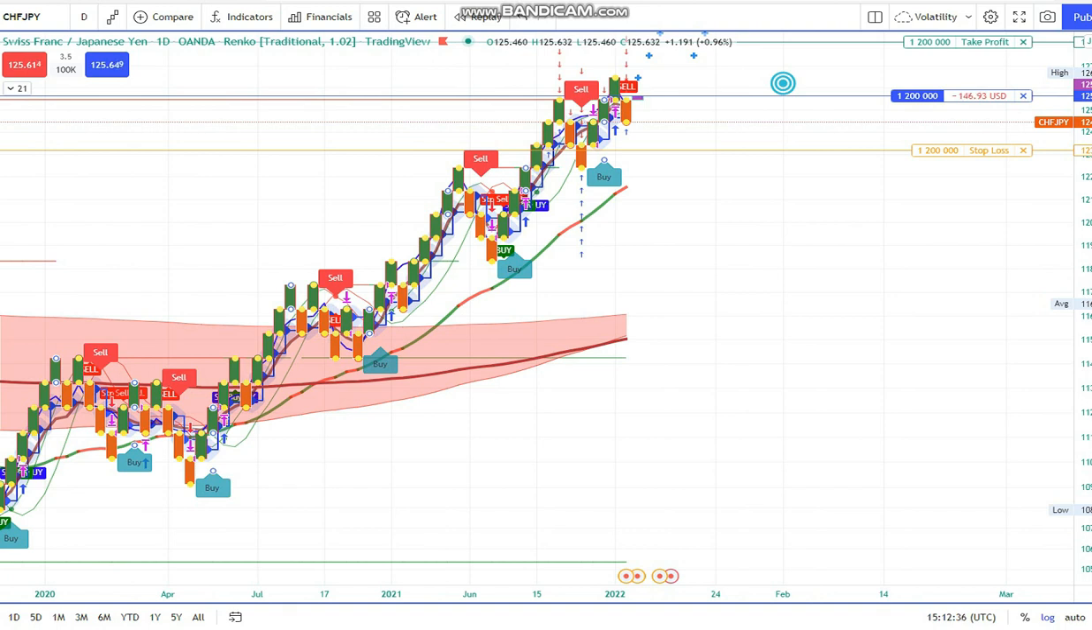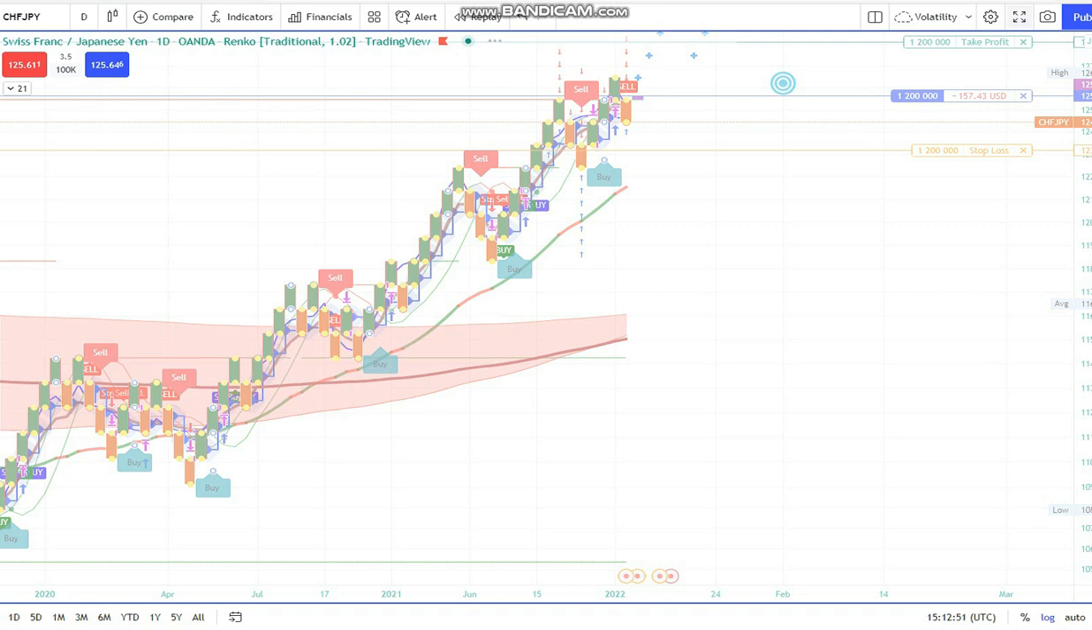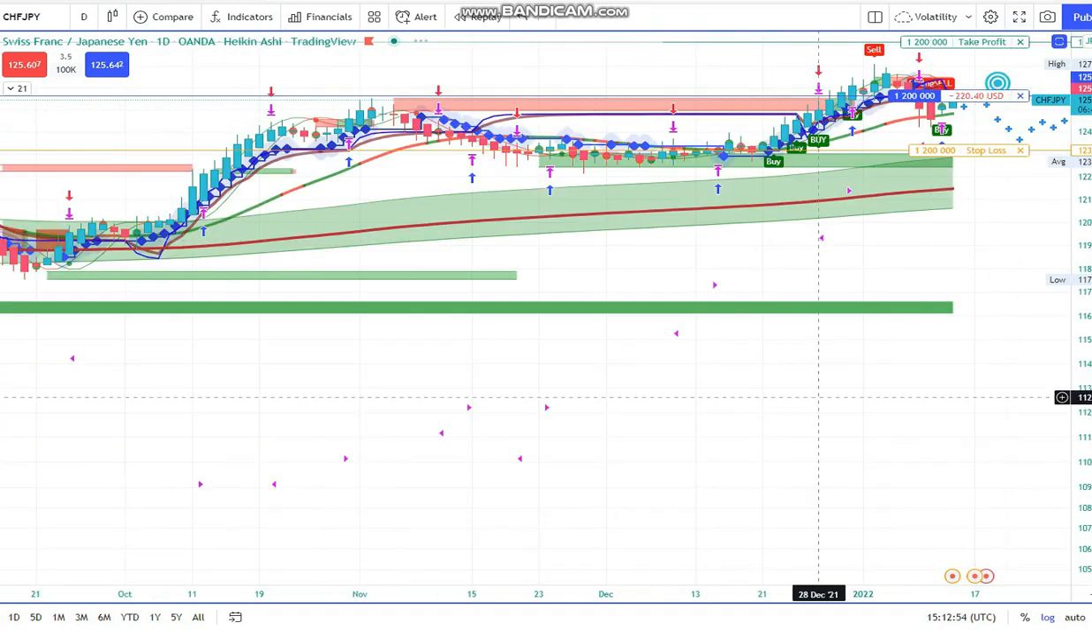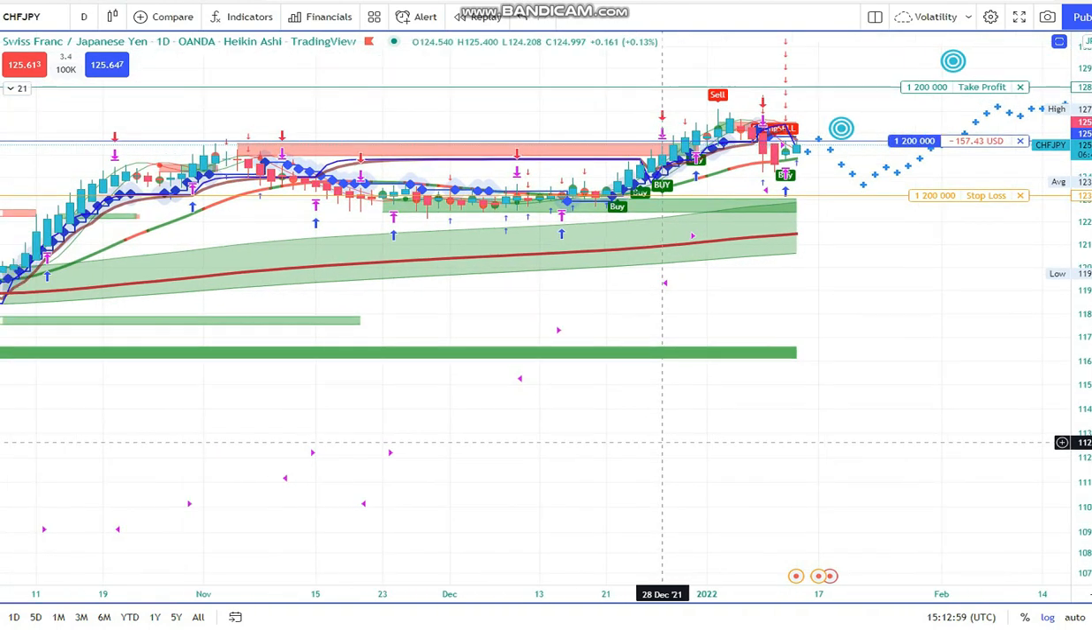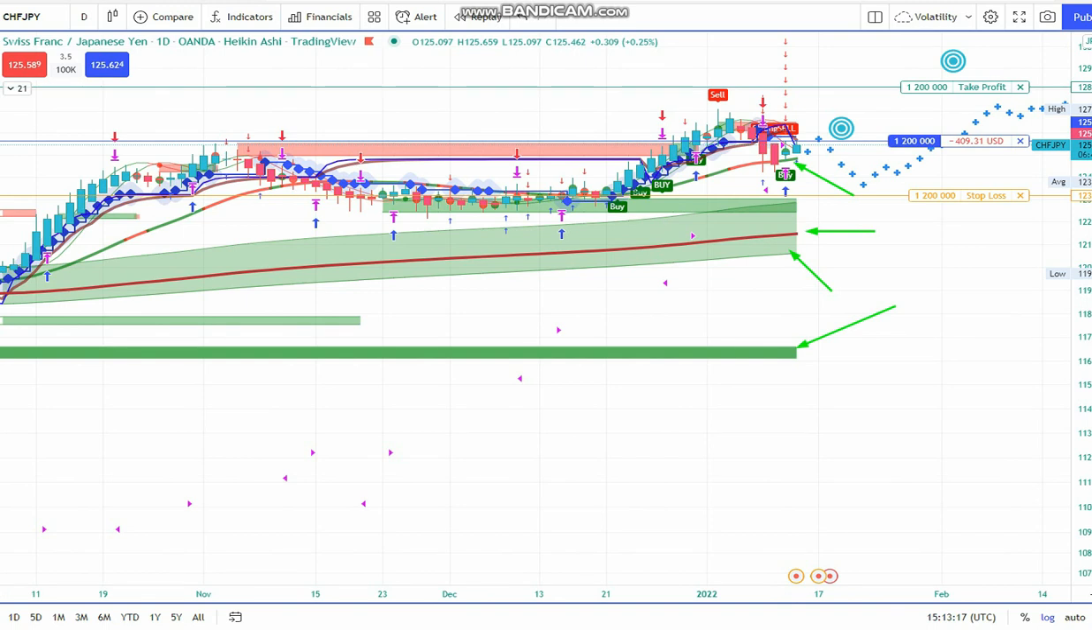And now here I have taken a new trade, Swiss franc against the Japanese yen, long. I switch to the Heikin-Ashi chart, and you see here yourself the difference. So you see here the market is clearly, so this is my DSI, this is my cloud, 200 moving average cloud, this is my monthly 200 moving average, this is my 200 hour moving average, and this is my daily.